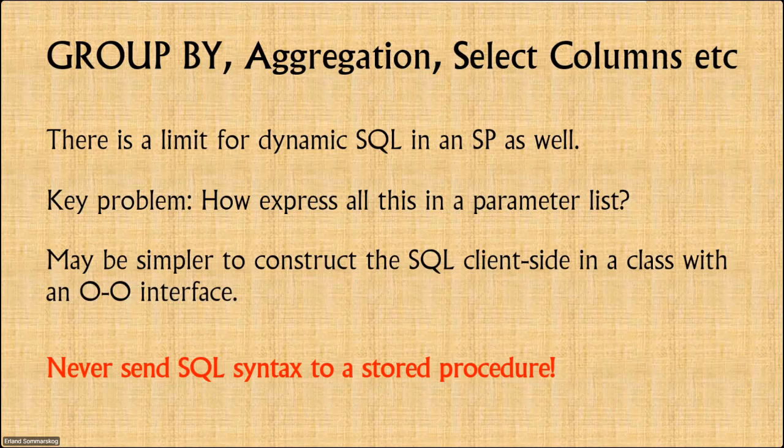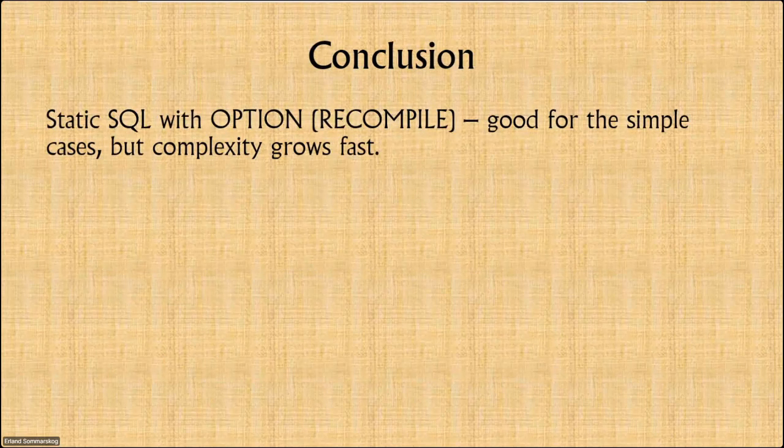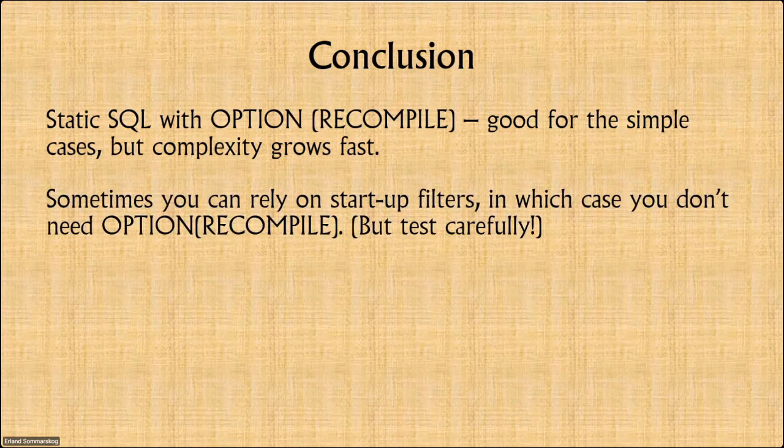So, I'm getting towards the end of my presentation. Just to make a quick summary of what I've talked about. For these searches, there are a couple of patterns we can use. We can use static SQL with option recompile. We always needed this guy. And it's good for the simpler cases, but if we add different things to it, complexity tends to grow. We also looked at stub filters. I like to stress this again. In that case, you don't need option recompile, but you need to test that you actually get the plans you want. You have some variables that sort of control and make the plan dynamic.